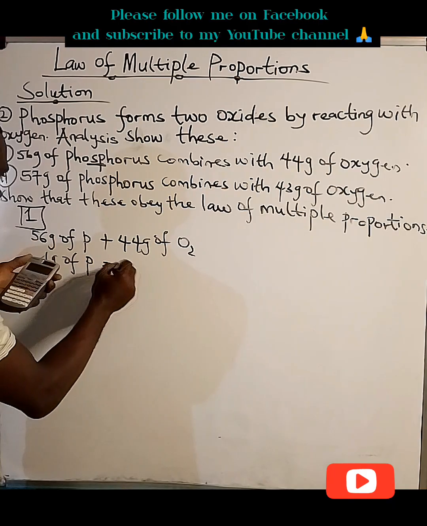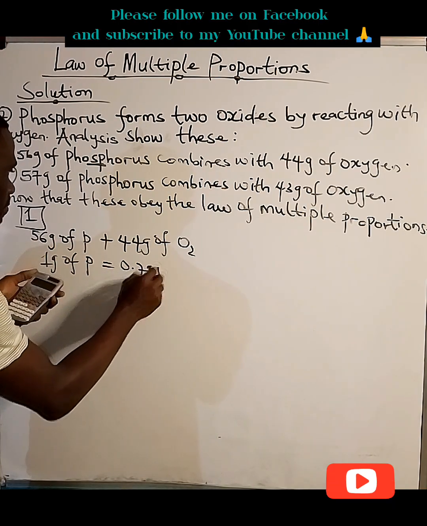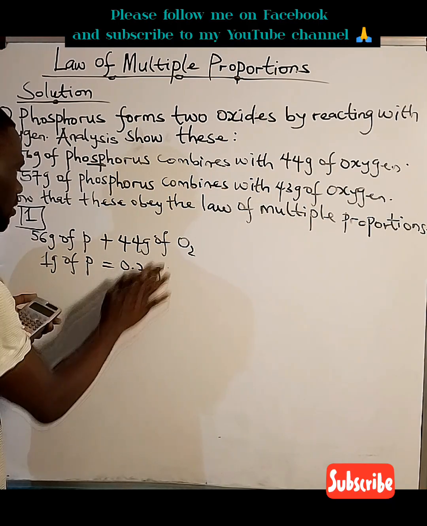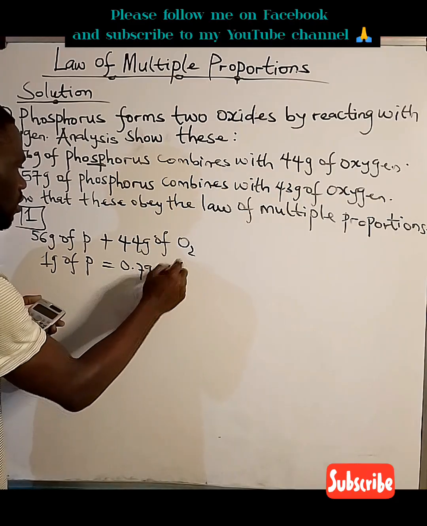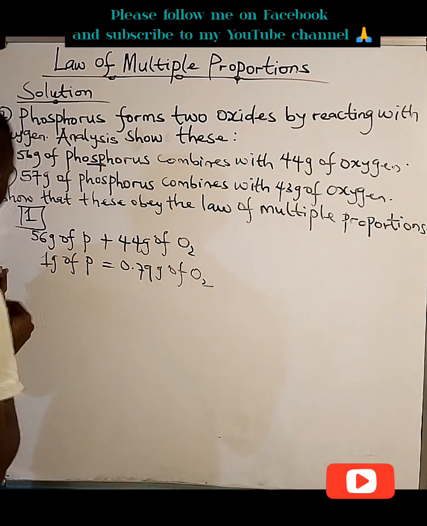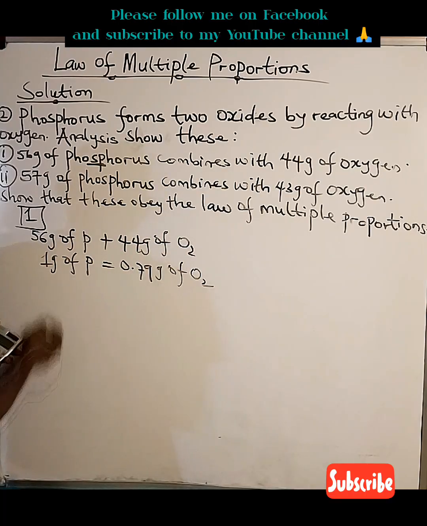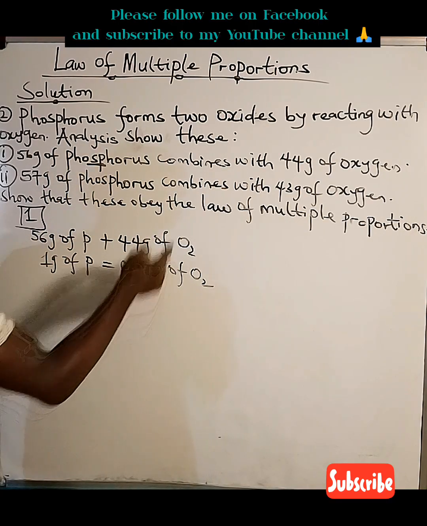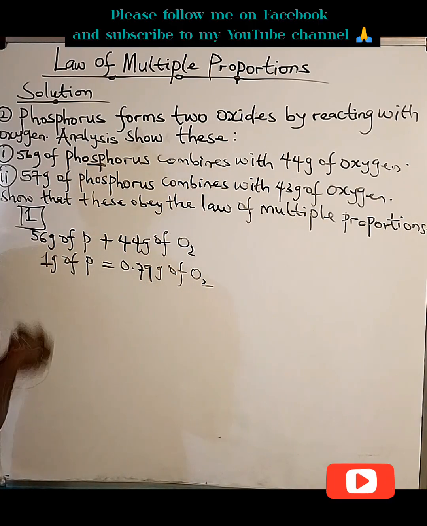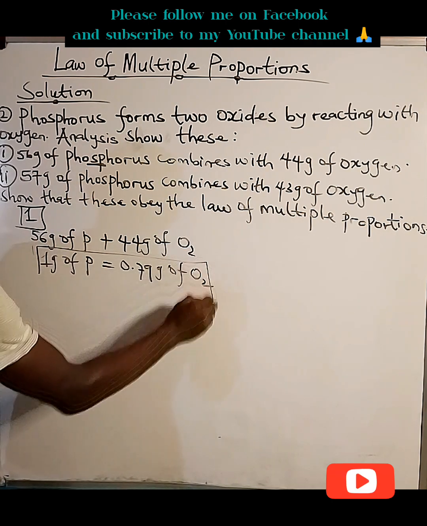That's about 0.79 gram of oxygen. So if 56 gram of phosphorus combines with 44 gram of oxygen, it means 1 gram of phosphorus will combine with 0.79 gram of oxygen. That's what we have right here.